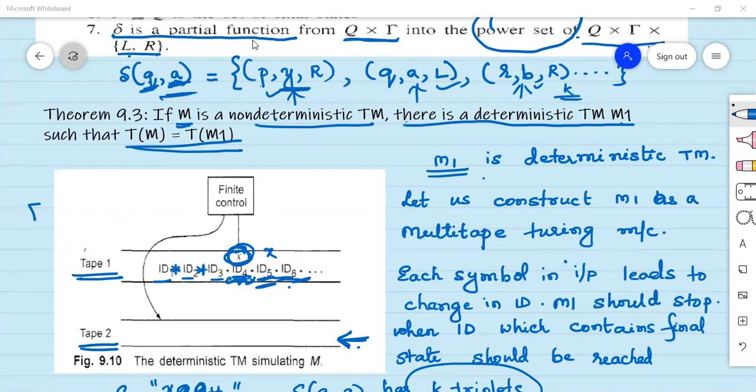We have one more topic, linear bounded automata, which will complete our fourth module. Okay.